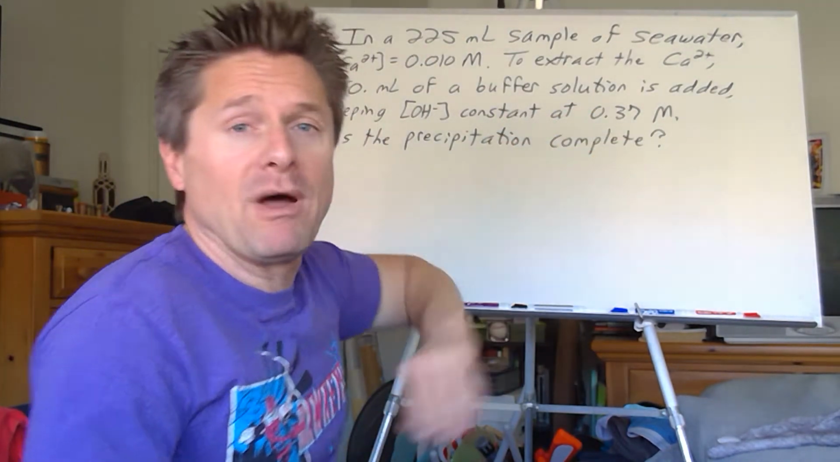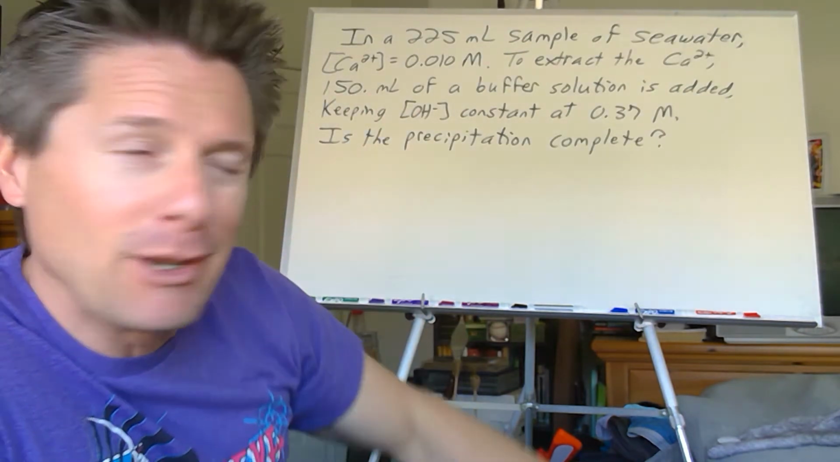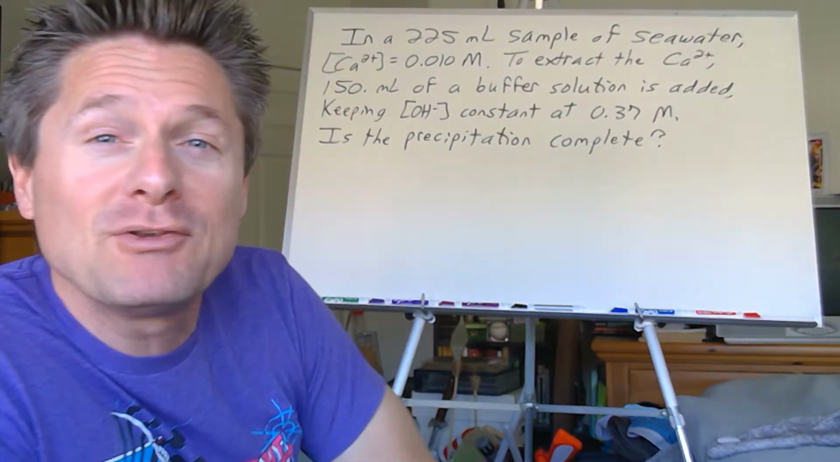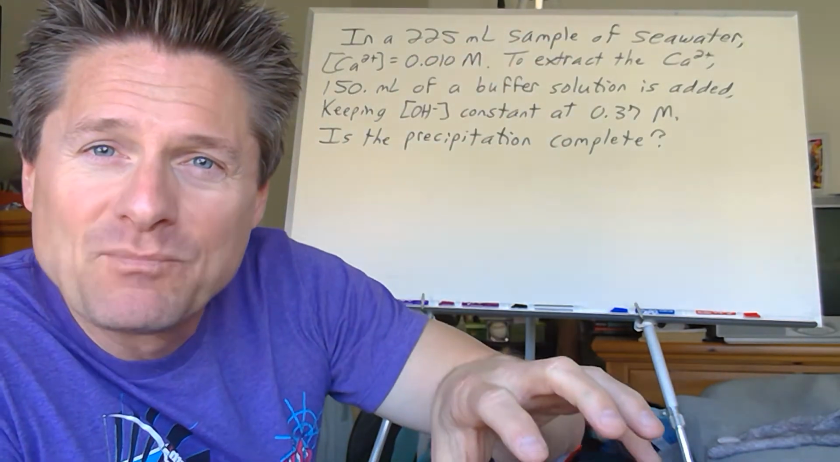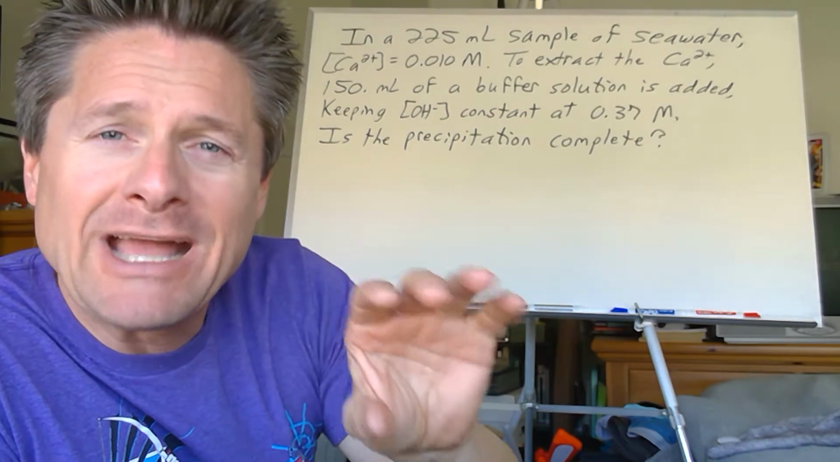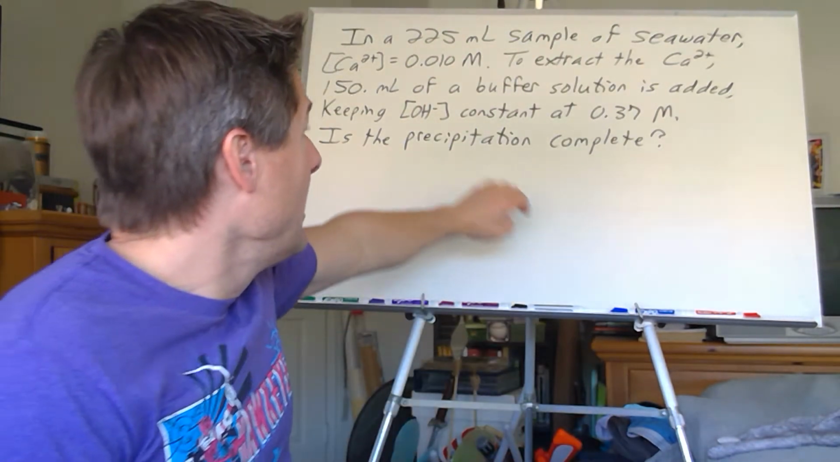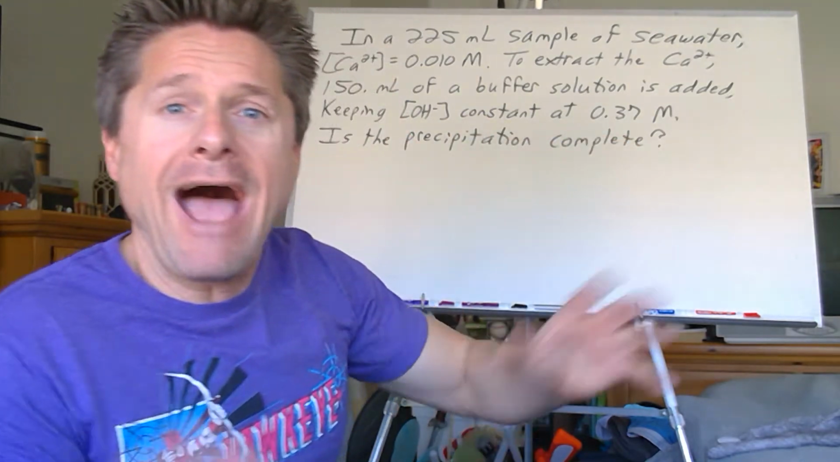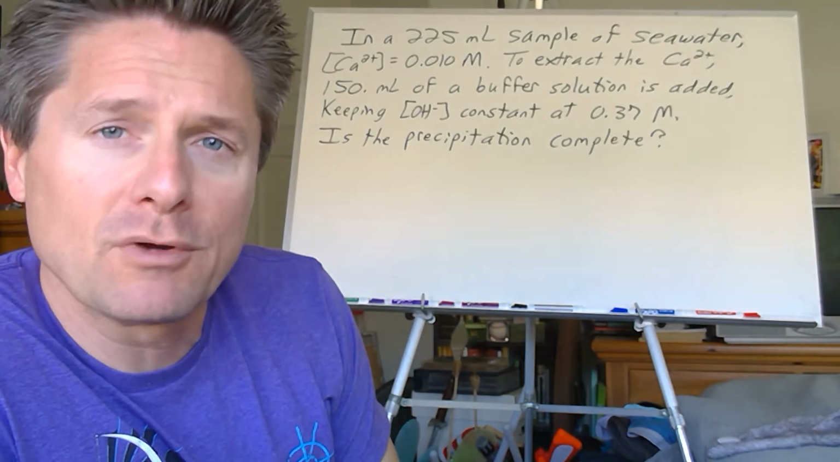So we're going to add a buffer to it. We're going to add 150 milliliters, good to 3 sig figs. I got that little naked decimal there. Got to keep you on your toes. Of a buffer solution. So we're adding a relatively constant OH minus concentration to precipitate out the calcium as calcium hydroxide. And that buffer solution, after we add it together, maintains the OH minus at a 0.37 molar concentration.